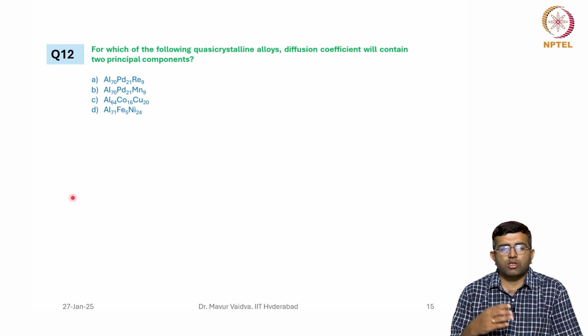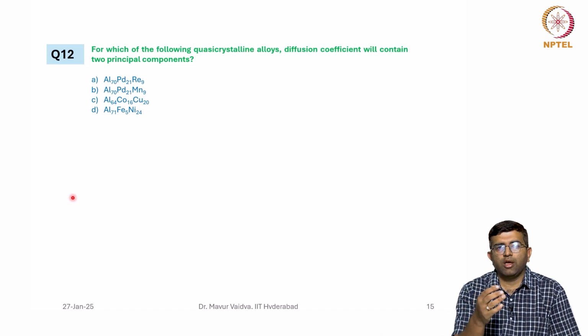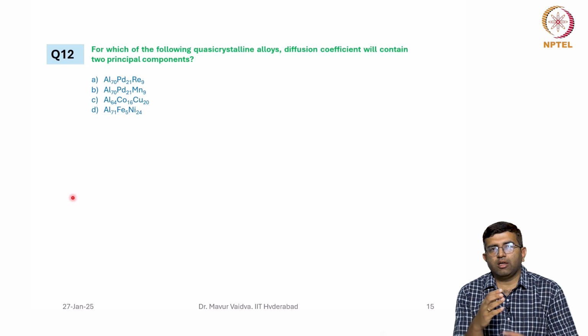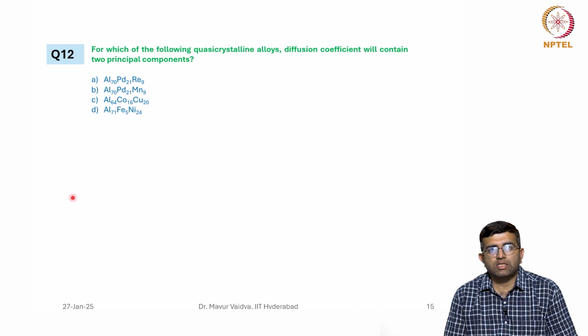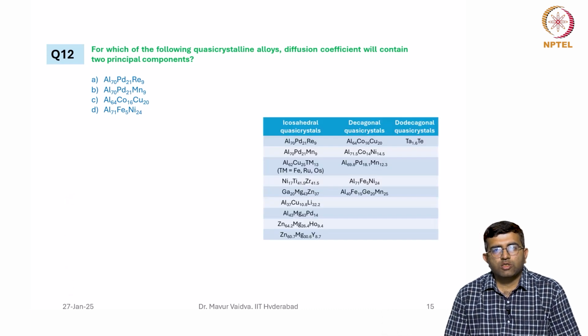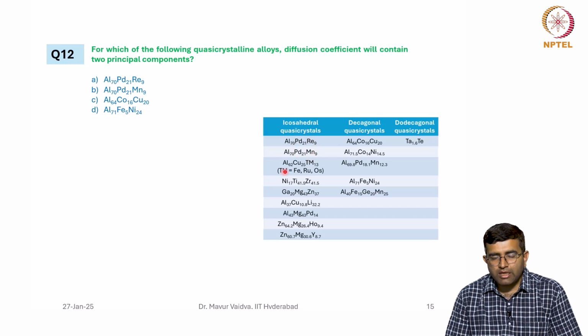If the crystal structure is uniaxial, then you need 2 components. If it becomes triclinic or something, then you need at least 3 principal components. So, these are the structures: icosahedral, decagonal and dodecagonal. If you see the first 2 alloys, they are icosahedral quasicrystals. Icosahedral is a completely isotropic and symmetric structure. Therefore, only 1 principal diffusion coefficient is sufficient.